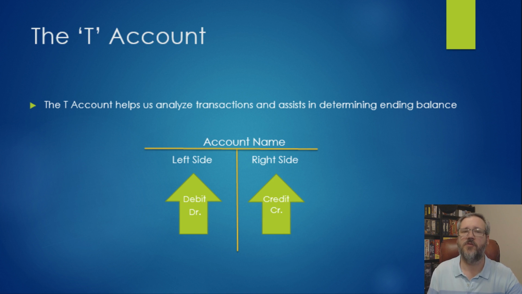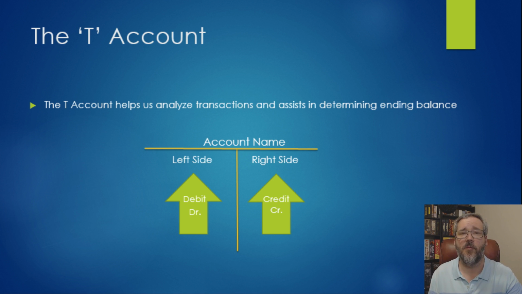Let's look at the T account for a little bit and just kind of see how this thing works. The T account helps us analyze transactions and helps us determine an ending balance for an account. But what I want to look at now is how an account functions under the rules of debit and credit. You'll see we've got an account name, always at the top. On the left side is the debit side. The left side is always the debit side. The right side is the credit side. The right side is always the credit side.